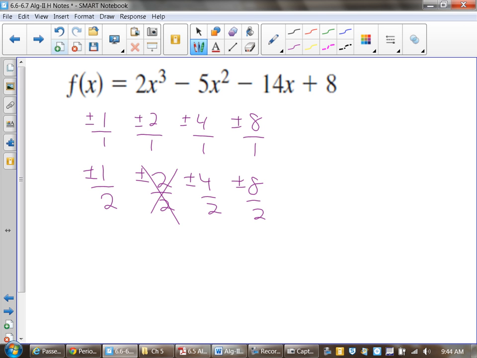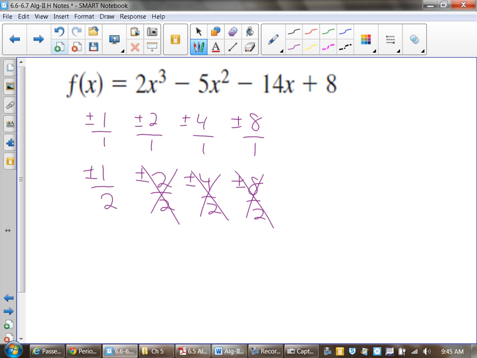Is 4 over 2 repeated above? Yeah. Okay. Is 8 over 2 repeated above? Yeah. So in essence, that happens quite often, where you're going to have a duplicate possible zero because of how the fraction simplifies. So that is possible. So now you only have, well, 10, really, plus or minus.